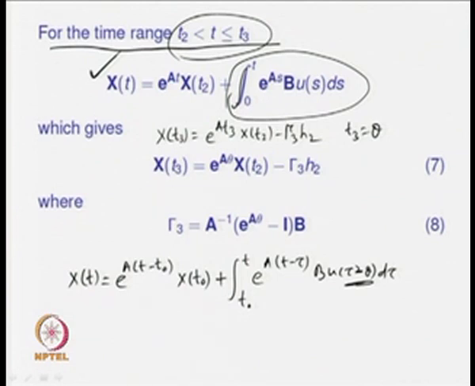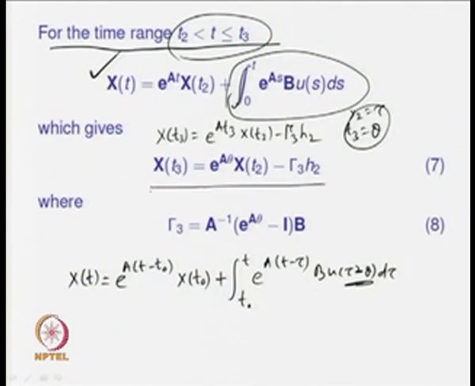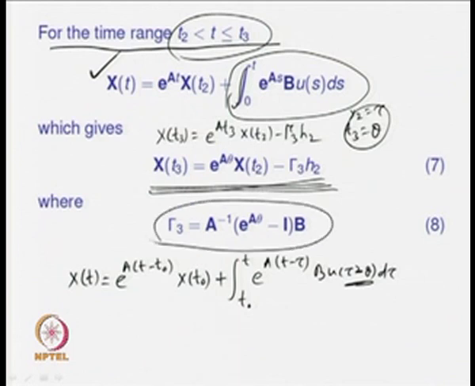As I have said, after the zero crossing x2 is equal to tau, you find the output for theta durations only, theta seconds only. That is why the solution of the state equation can be given in the form of x(t3) is equal to e^(A theta) x(t2) minus gamma 3 h2, where gamma 3 again is found from the integral A inverse e to the power A theta minus I times B. This integral is not difficult to find because already I have shown you how to find the gammas from these integrals.